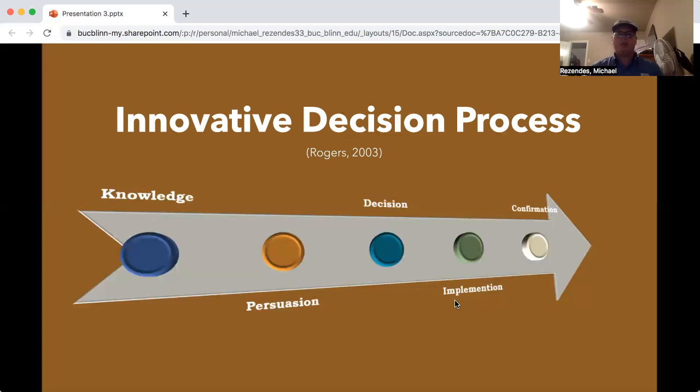From there, we'd move on to the confirmation stage, and this is simply seeking reinforcement of the innovative decision. Naturally, humans want approval or want to know that they made the right or wrong decision, and this goes way deeper than just a personal sense, whether or not this was the right move for a business and something we'll continue to use.